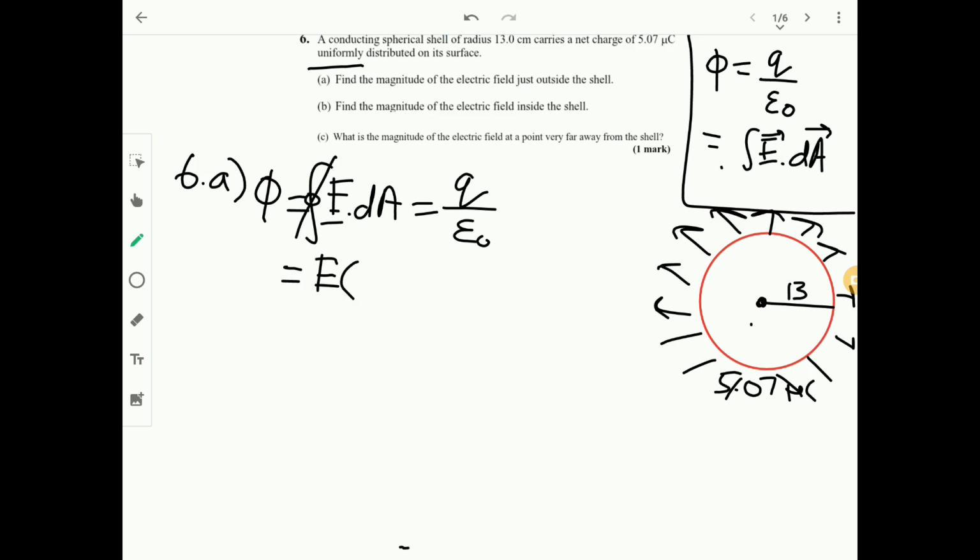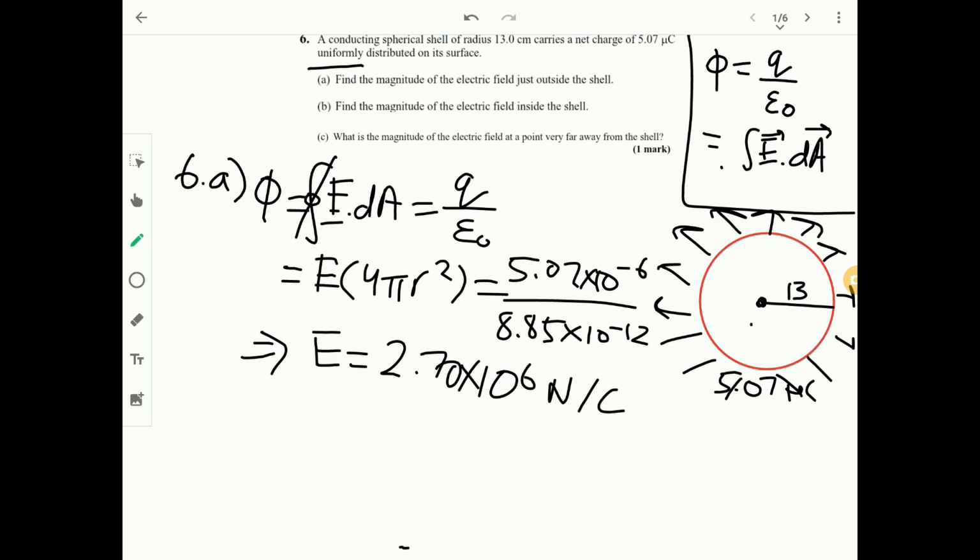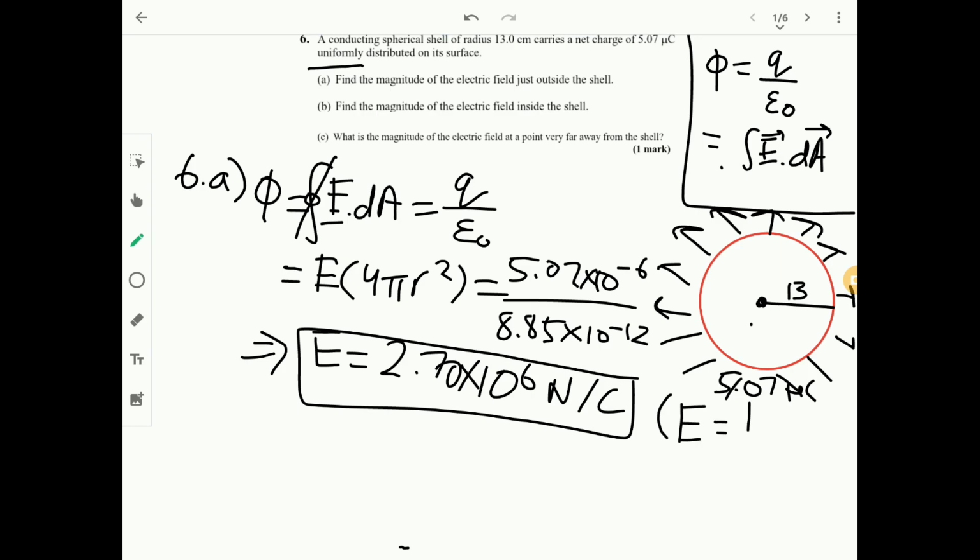So E times the area of a sphere, 4 pi r squared, equals 5.07 times 10 to the minus 6 over 8.85 times 10 to the minus 12. We can substitute r, making sure it's in meters. We should get that E equals 2.70 times 10 to the power of 6 newtons per coulomb. I want you to note one special property here: we can also use the equation E equals kq over r squared. Even though this is a very old equation, it also works here because it's a conducting spherical shell.